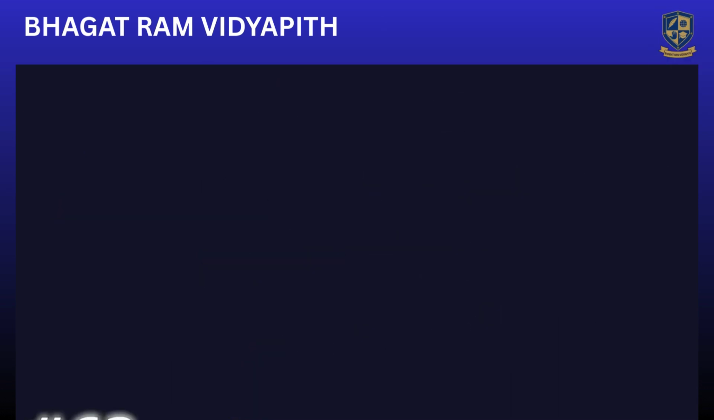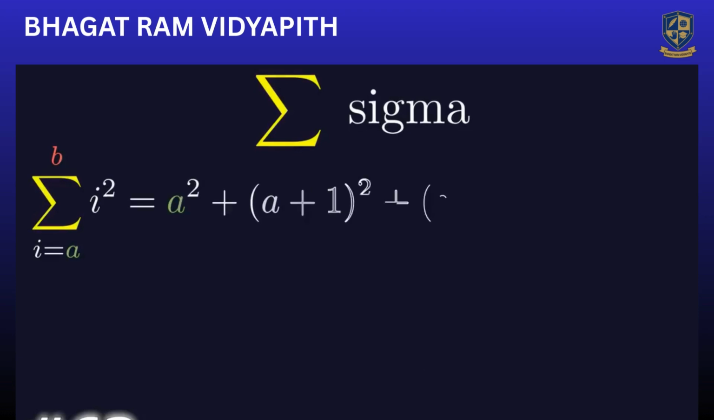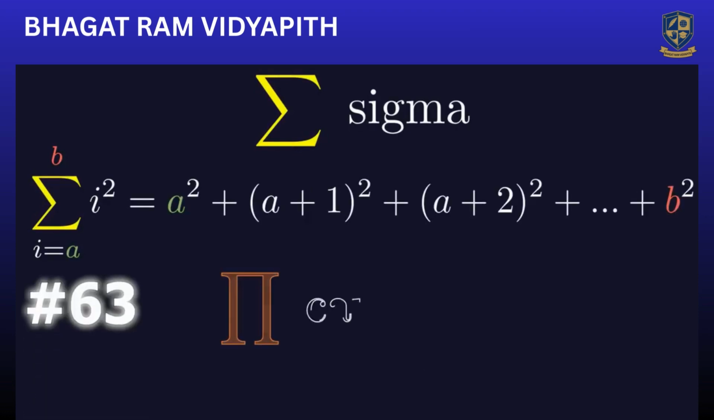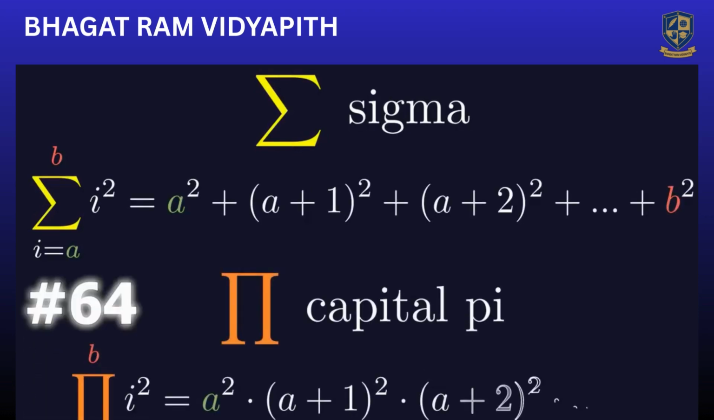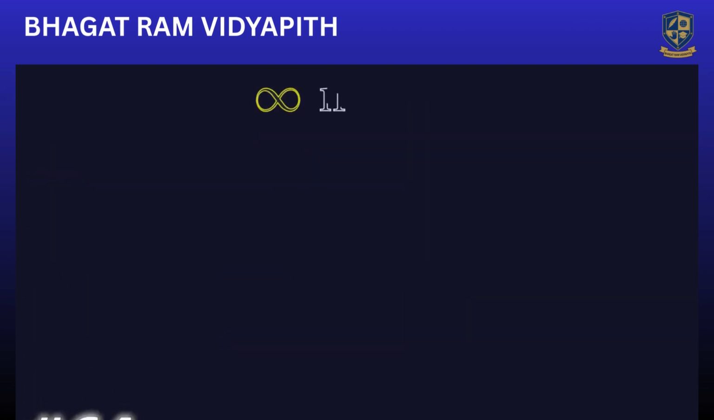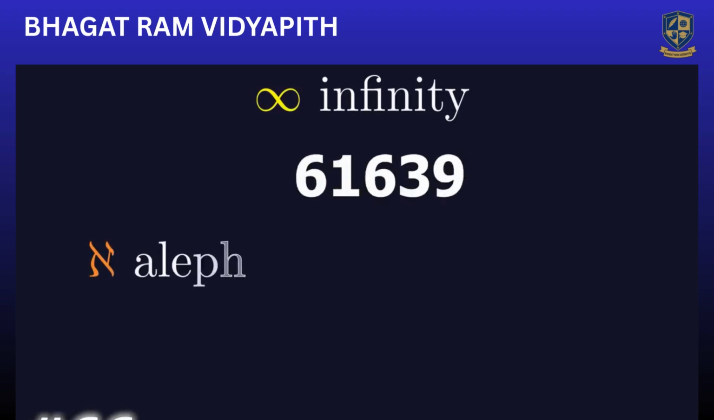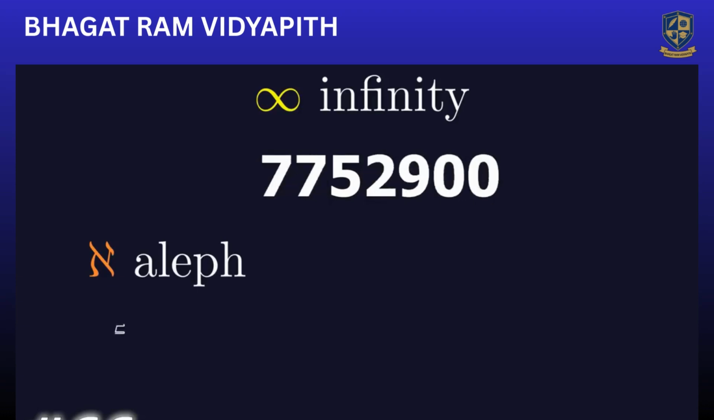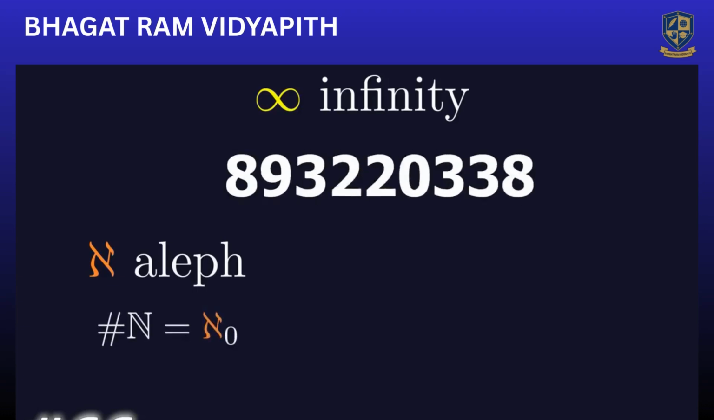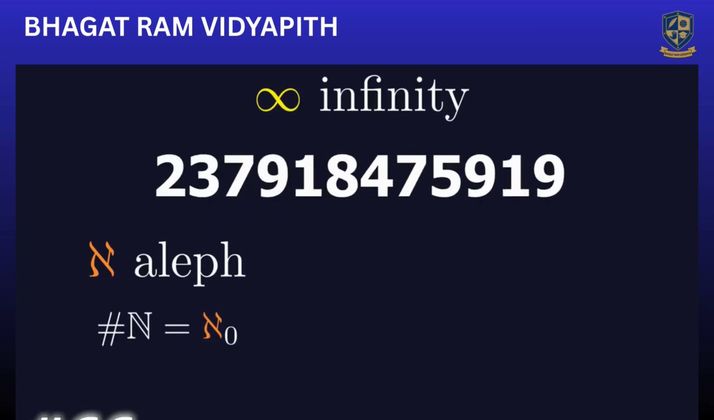Greek letter sigma is used to denote summation of a series of terms. Capital Pi works the same as sigma, but it denotes a product. Infinity symbol denotes a concept of unlimitedness. It signifies a value that is greater than any finite quantity. Aleph is used to represent the cardinality of infinite sets.